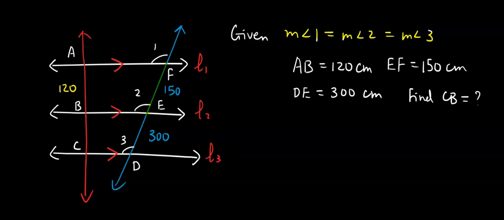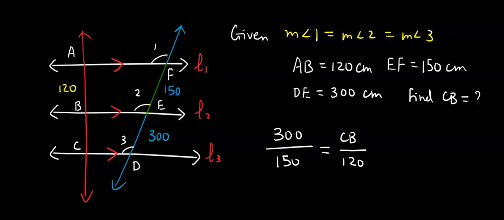If they're parallel lines, we're able to use the rule: if 3 parallel lines intersect 2 transversals, then they divide the transversals proportionally. Now we can confidently write down this. 300 to 150 is 2, BC or CB. Let's just write CB since it asks us CB. We'll just write CB to 120.